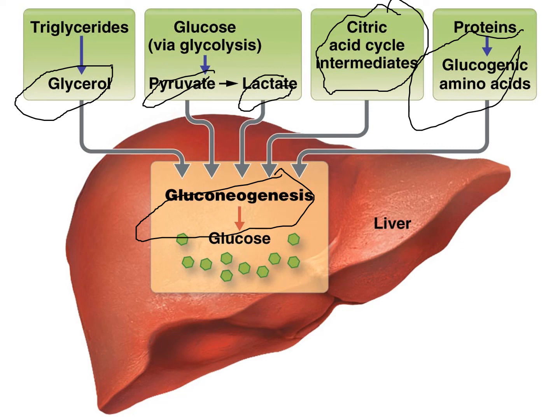Once again, gluconeogenesis is the formation of glucose from non-carbohydrate sources. It can be obtained from glycerol, pyruvate, lactate, citric acid cycle intermediates, as well as certain amino acids. So go over this lecture again slowly, and it's a very logical and step-by-step pathway. Okay, so this is the end of lecture 26.